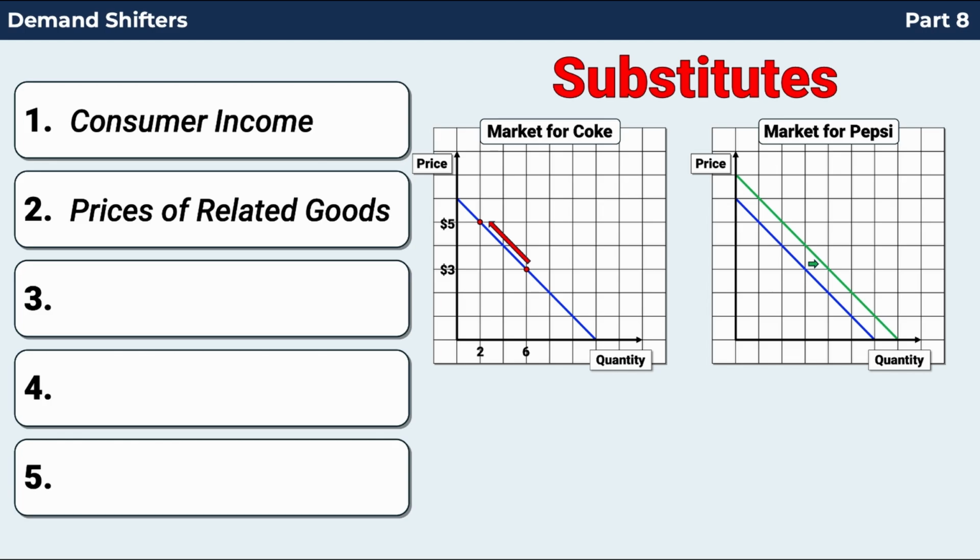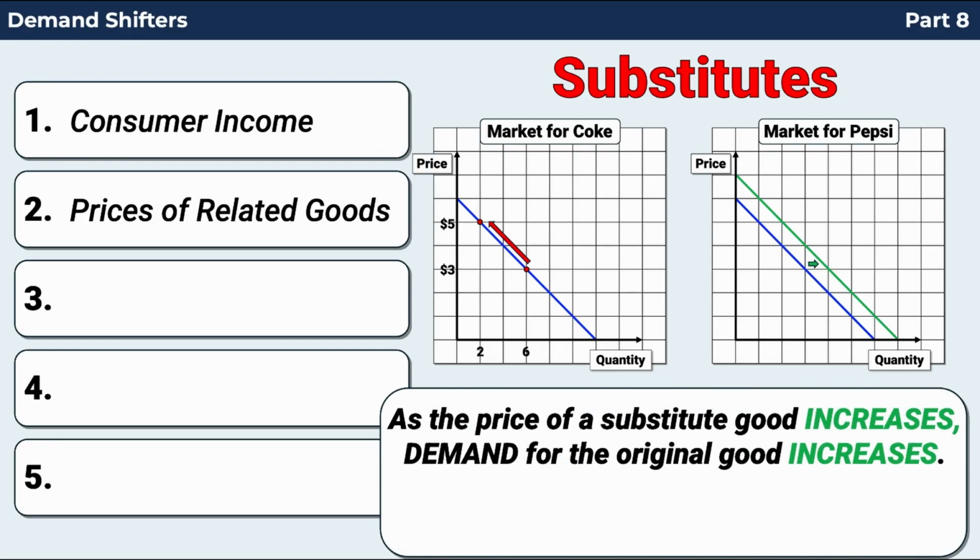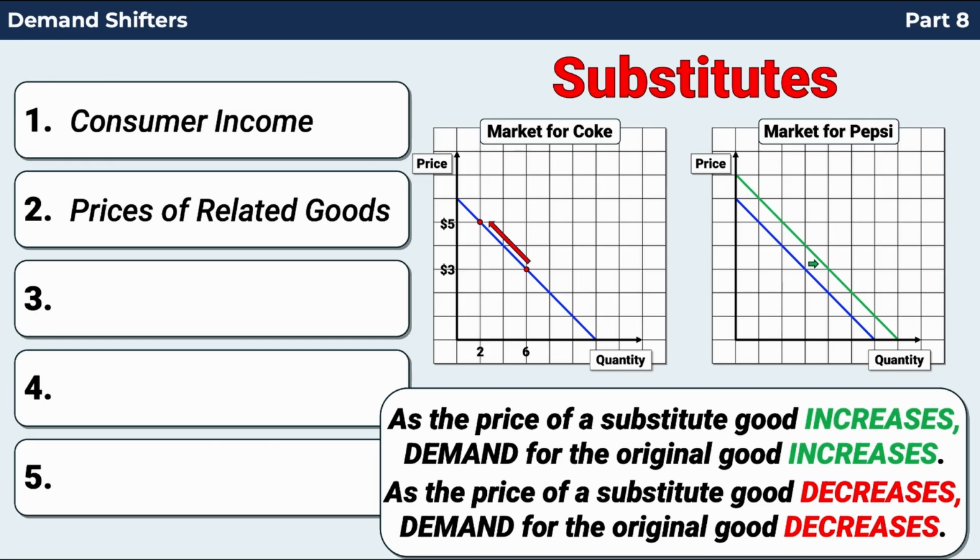So even though nothing happened to the price for Pepsi, people are demanding more of it and the curve will shift right. Now, a general rule of thumb is as the price for a substitute good increases, then the demand for the original good will increase as well. They go the same direction. And vice versa is also true. If the price of a substitute good goes down, then demand for the original good will go down because people will substitute towards the cheaper good.